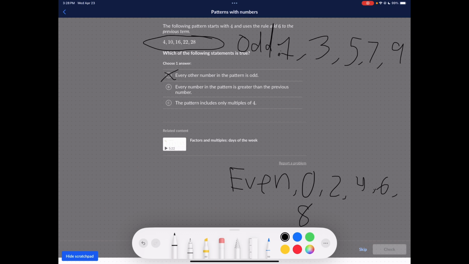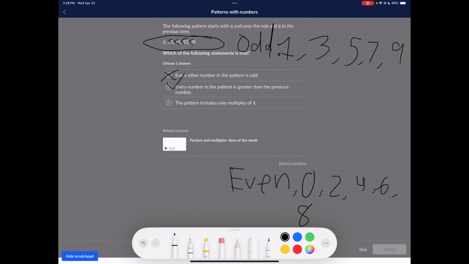Choice B. Every number in the pattern is greater than the previous number. Hey, how about that? We got 10, which is bigger than 4, and then we have 16, which is bigger than 10, 22 is bigger than 16, and 28 is bigger than 22. So I think this is correct.